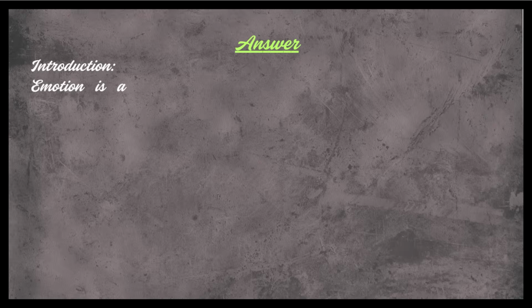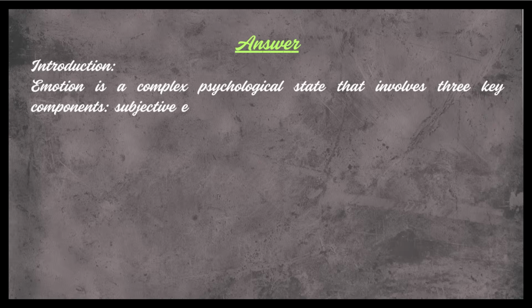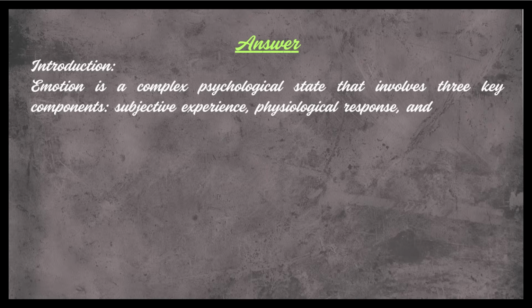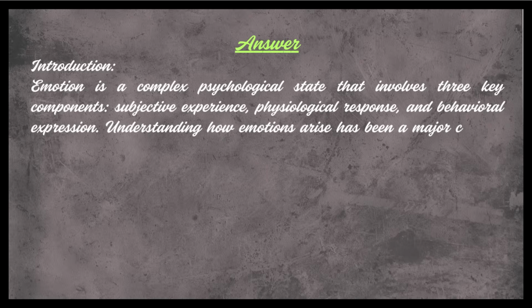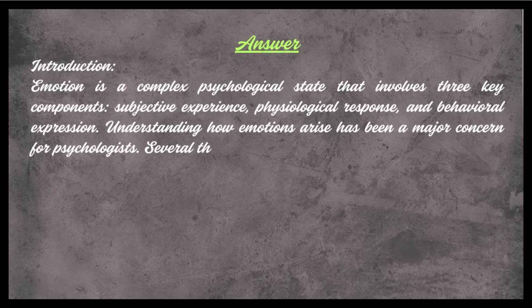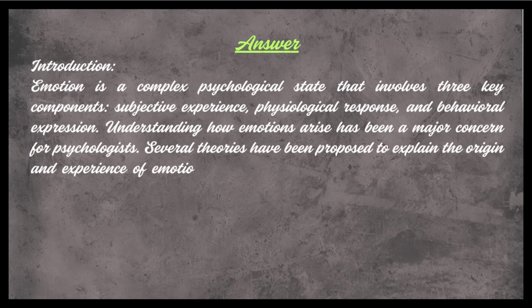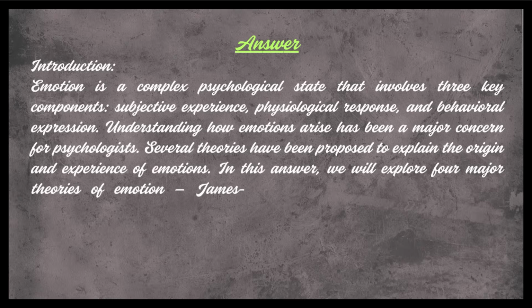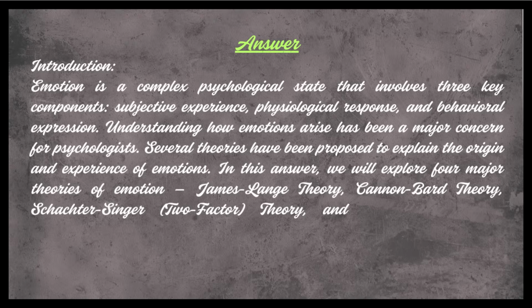Answer. Introduction. Emotion is a complex psychological state that involves 3 key components: subjective experience, physiological response, and behavioral expression. Understanding how emotions arise has been a major concern for psychologists. Several theories have been proposed to explain the origin and experience of emotions. In this answer, we will explore 4 major theories of emotion: James-Lange theory, Cannon-Bard theory, Schachter-Singer two-factor theory, and Lazarus's cognitive appraisal theory.